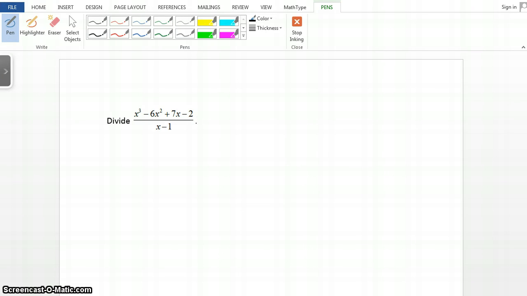Here's an example of dividing polynomials. The top polynomial is your dividend polynomial. The bottom one is the divisor. So with polynomial or long division, you put the dividend polynomial underneath: x cubed minus 6x squared plus 7x minus 2. That goes underneath your division sign. The divisor is the bottom one, goes out front.